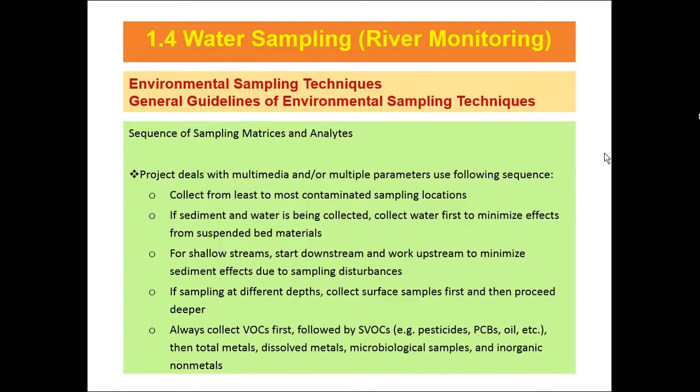Collect the least contaminated sampling location first. This one is for river, this is an example for the river. For sampling sediment and water, collect water first. For a shallow stream, start downstream and work upstream to minimize sediment effects due to sampling disturbance. If sampling at different depths, collect the surface sample first and then proceed deeper. Always collect volatile organic compounds first, followed by suspended volatile compounds, then total metals dissolved. This is the sequence for how you collect the sample based on the standard method.